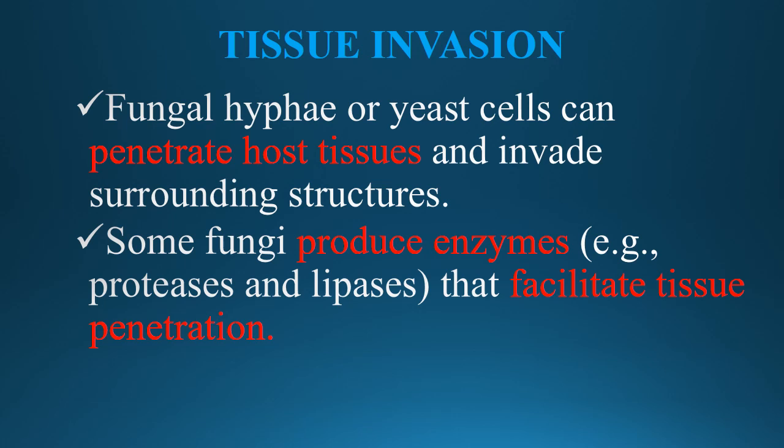Tissue invasion. Tissue invasion includes penetration, growth, and spread. First, penetration. Fungi may penetrate the host tissue by secreting enzymes such as hydrogenase and keratinase, which break down the host cell barriers. The yeast cells can penetrate the host tissue and invade the surrounding structures. They may also facilitate the tissue penetration. Fungal hyphae grow within the host, exploiting the available nutrients and causing damage to the surrounding tissues. Some fungi can also form specialized structures like mycelial mats in their growth.